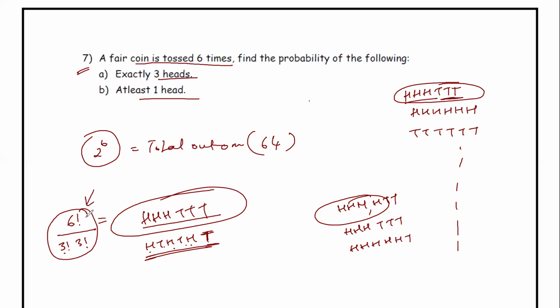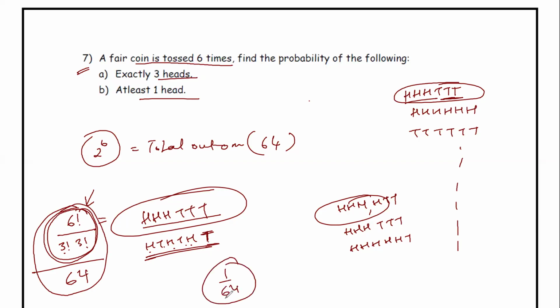Whatever this answer comes to, divided by 64, that is 2 raised to 6, is the probability of getting exactly 3 heads when I'm tossing 6 coins. Okay, understood? The order does matter because otherwise it would just come to 1 by 64 if the order was not important. And the 64 wouldn't be there either, because if order is not considered, you would not have 64 different outcomes.